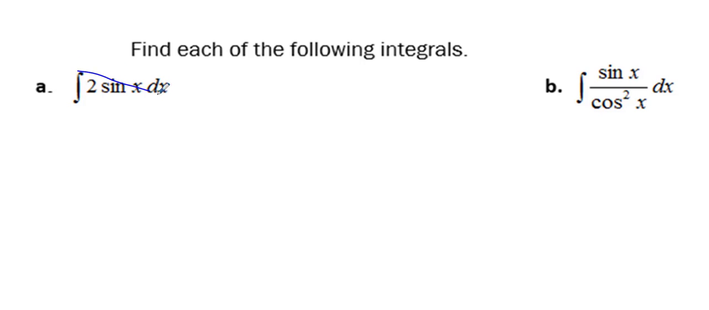Let's skip part A. We just did that one. Let's look at part B, though. Well, that's cosine squared.